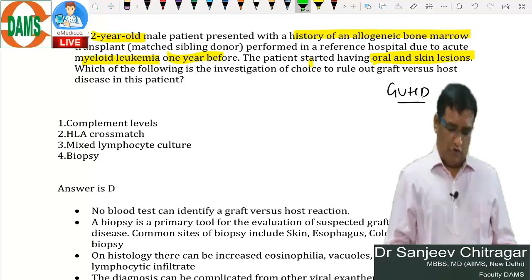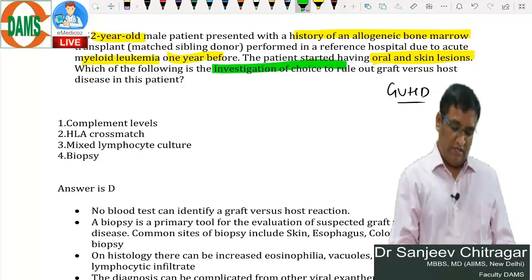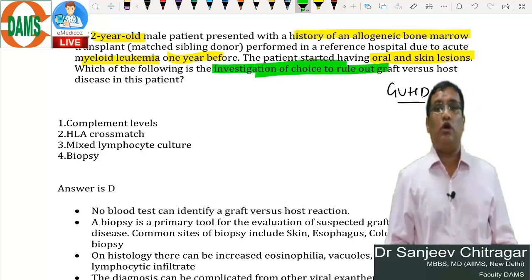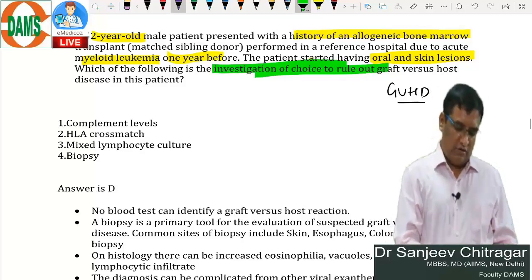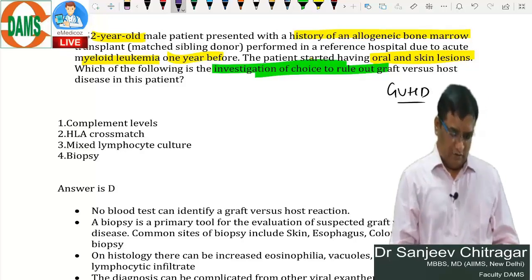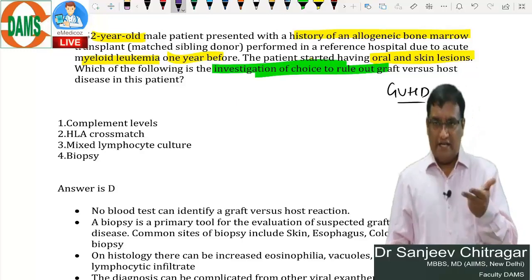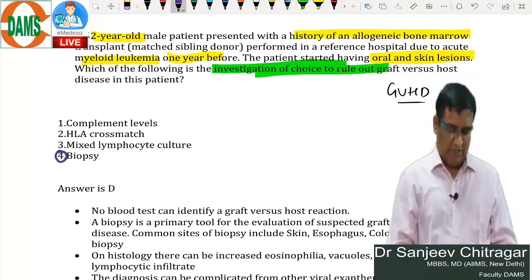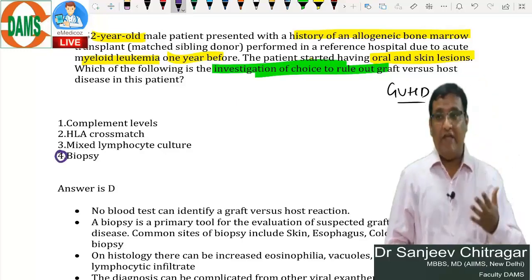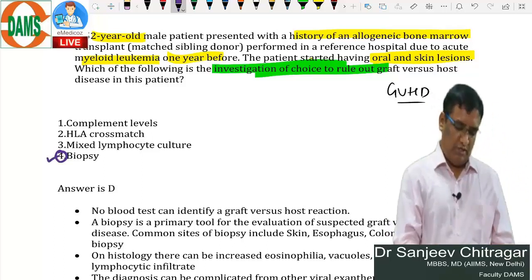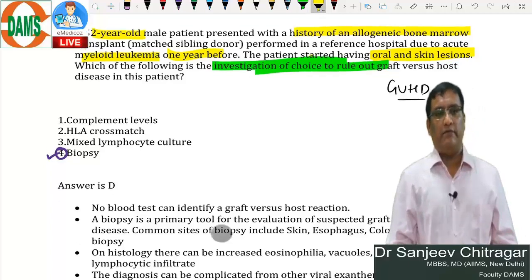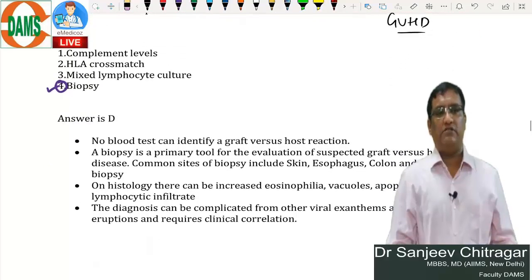Now, which of the following investigation is the investigation of choice to rule out GVHD in this patient? Now, very important, GVHD diagnosis is two things. One is clinical suspicion and second one is biopsy. Alone biopsy will also not help, but anyway, we have to do a biopsy. That is the answer. So of course it is not the other things, mixed lymphocyte culture, HLA cross match, nothing, right?